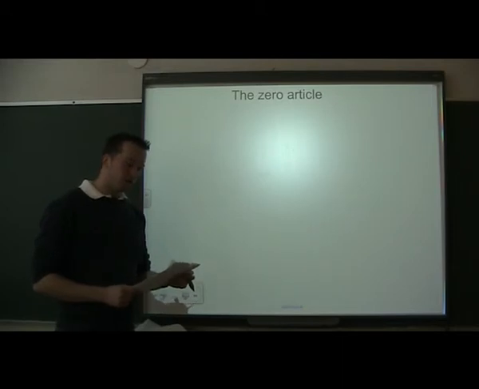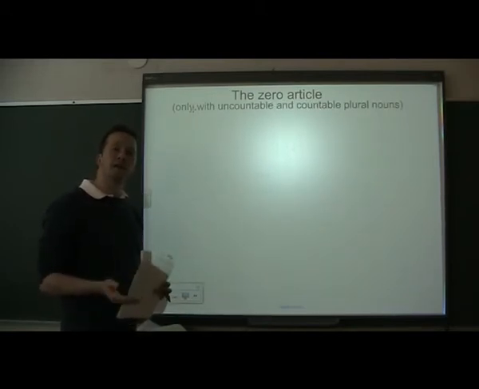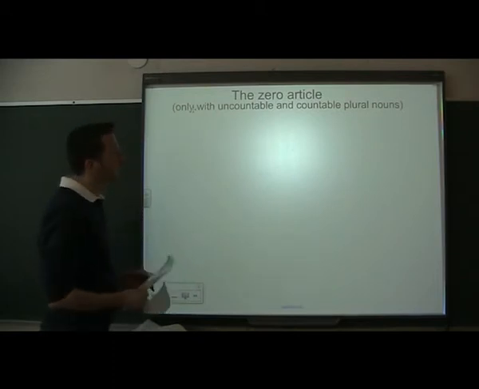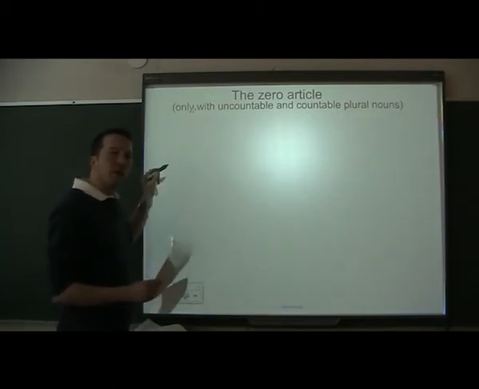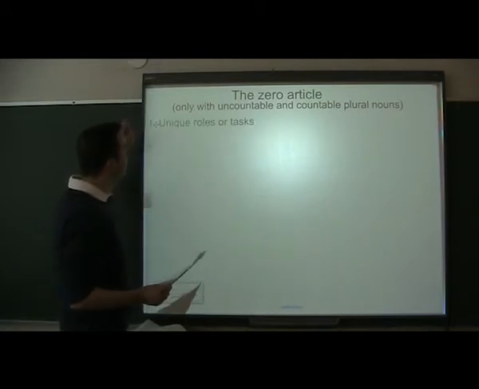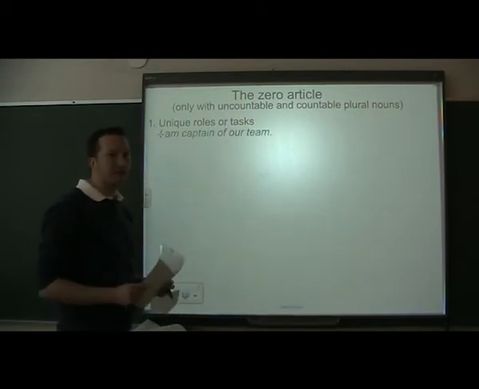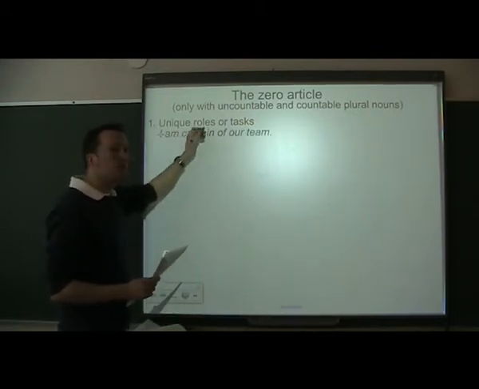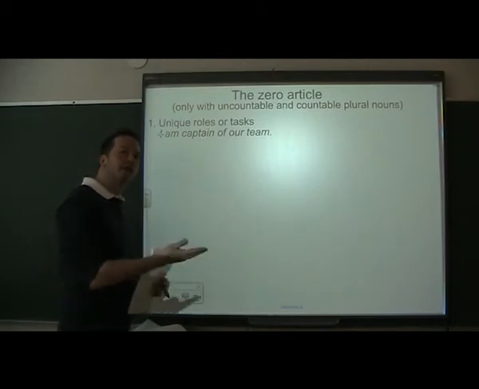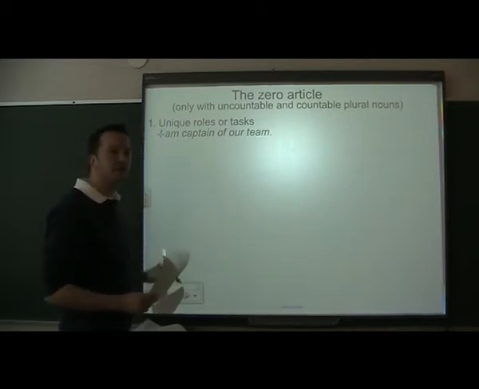The zero article conveys indefiniteness, and as mentioned before, it's only used with uncountable and countable plural nouns. The zero article has, however, some special uses that closely resemble the use of the definite article, and the first of these is unique roles or tasks, as in, I am captain of our team. If there can only be one captain at a time, we can say that with the zero article, although it would make very little difference to have the definite article there as well.